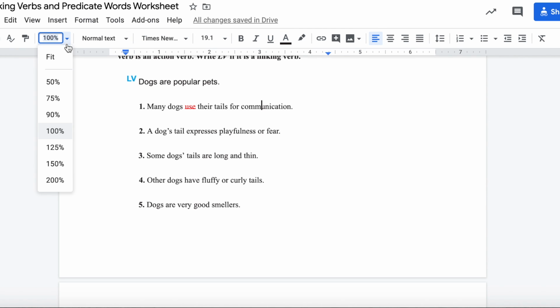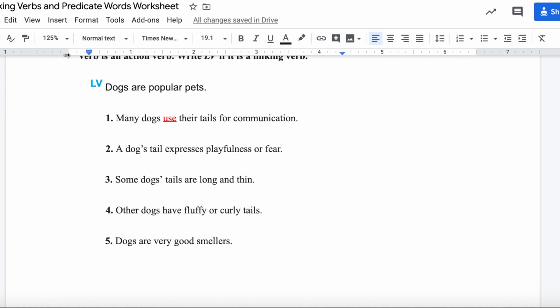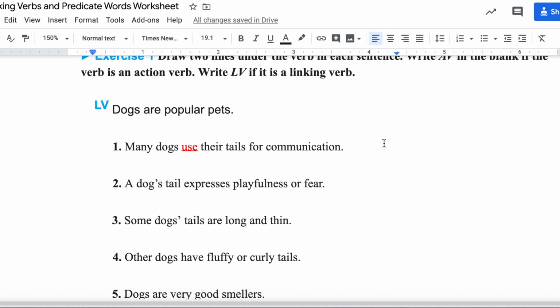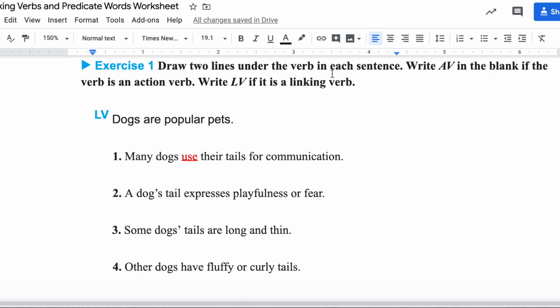I'm going to actually zoom this in a little bit, just so that way we can make it look a little bit larger for you guys. Okay, many dogs use their tails for communication. Okay, so just up here, we identified the verb. Now we need to write AV in the blank if the verb is an action verb or LV if it is a linking verb, okay? So for right here, many dogs use their tails for communication.